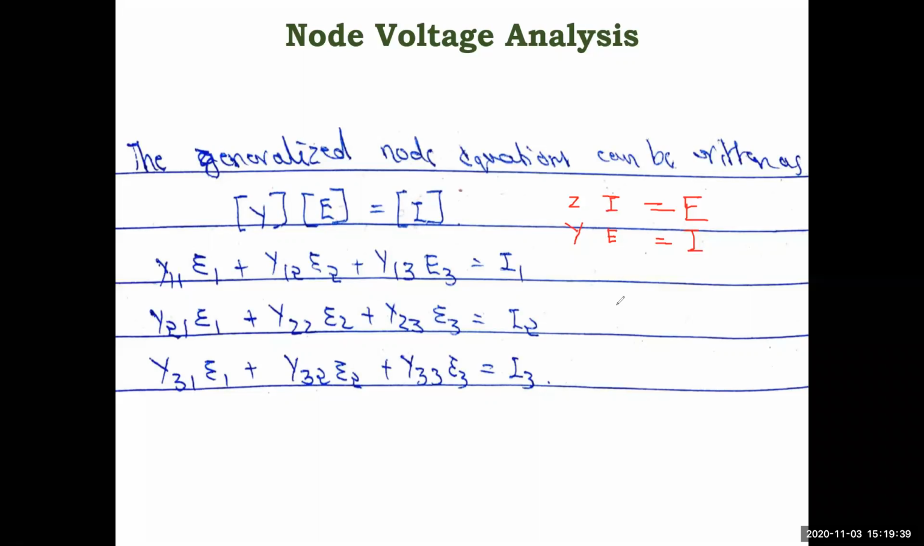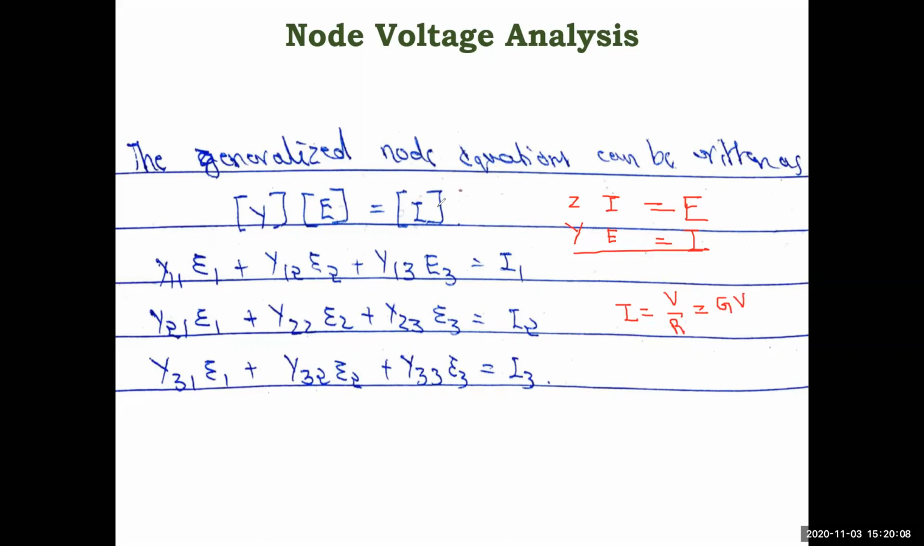In the case of a DC network we write I equal to V by R. What is 1 by R? The reciprocal of resistance is called conductance, G. So I is equal to G into V. In the same way, in an AC network, I is equal to E by Z, or E into the admittance. That is what is written over here.